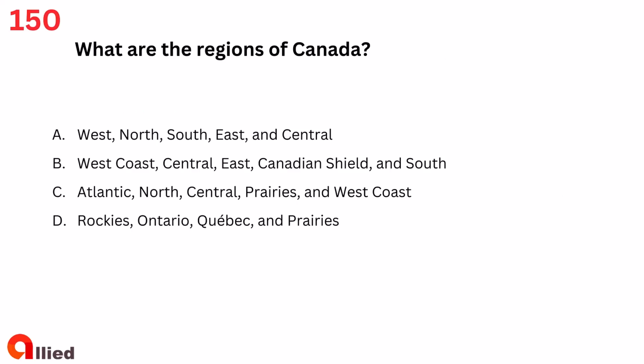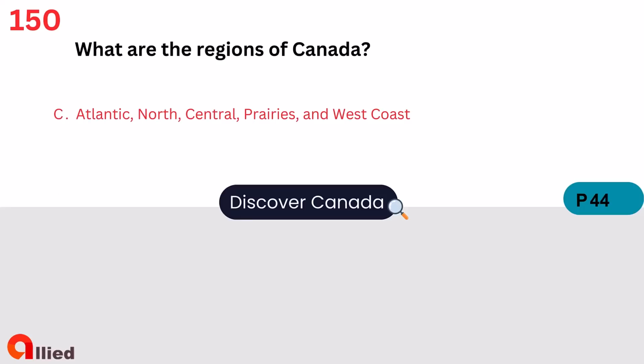Question 150. What are the regions of Canada? A. West, North, South, East, and Central. B. West Coast, Central, East, Canadian Shield, and South. C. Atlantic, North, Central, Prairies, and West Coast. D. Rockies, Ontario, Quebec, and Prairies. The answer is C. Atlantic, North, Central, Prairies, and West Coast.